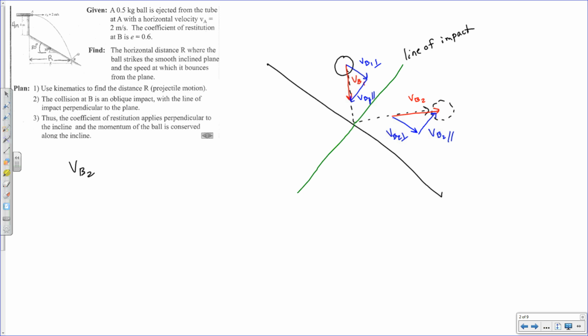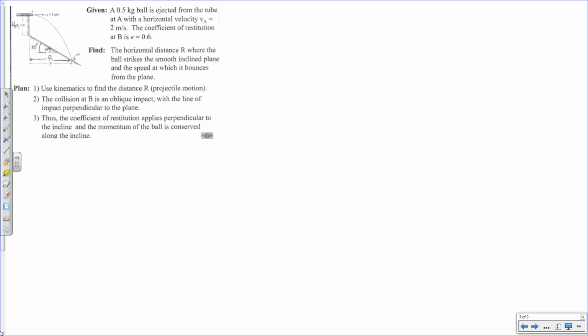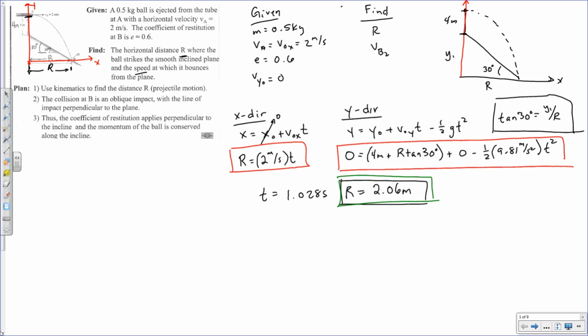So how do we determine that? Oh, well, now the problem just got a little more wrinkly, huh? So what's happening is this ball is coming down and about to strike the ground.